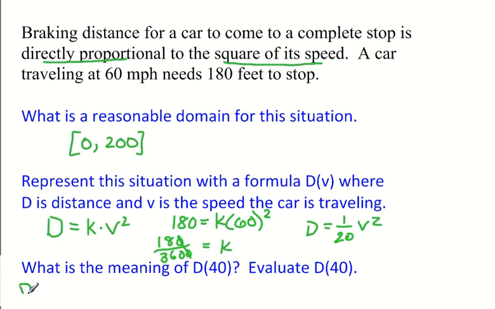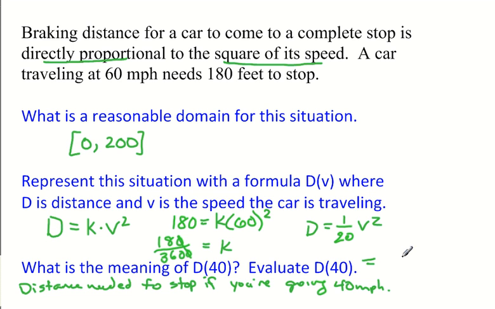Okay, so let's go down below, and we're asked, well, what's the meaning of d of 40? Well, that would be the distance needed to stop if you're going 40 miles per hour. And then if we want to evaluate it, we can just use the formula. So that's going to be 1/20th of 40 squared. And let's see, 40 squared is 1600, and 1600 divided by 20 is 80. So we would be looking at needing 80 feet in this case.